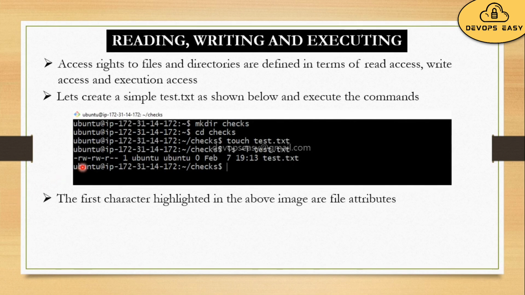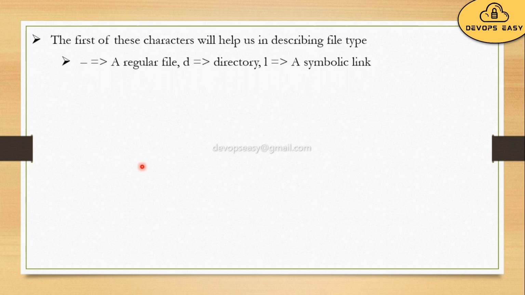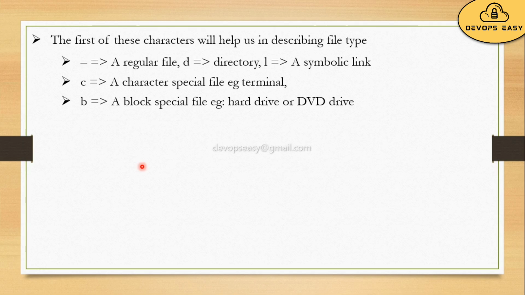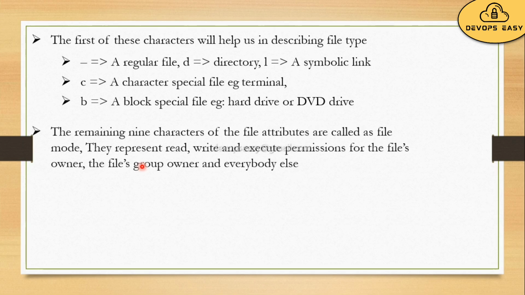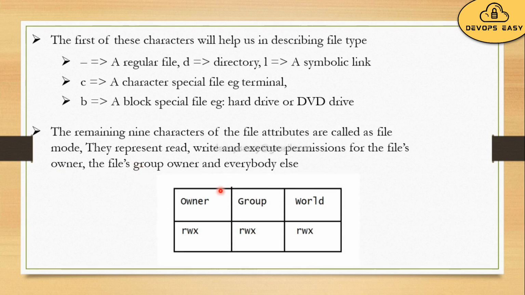Now you got it, right? R means read, W means write. Dash means regular file, D means directory, L means link. So the remaining 9 characters of file attributes are called the file mode. They represent read, write, and execute permission for the file's owner, the file's group owner, and everybody else.